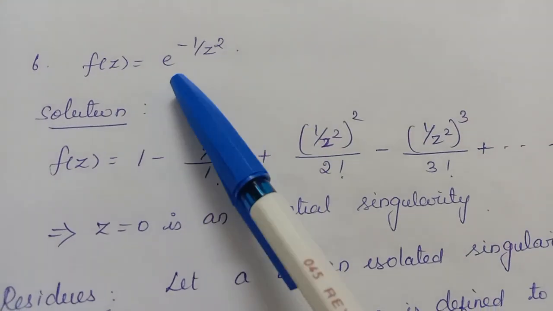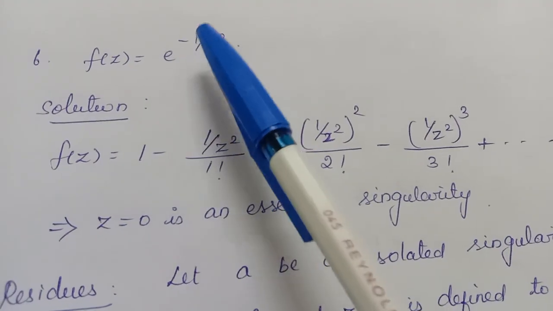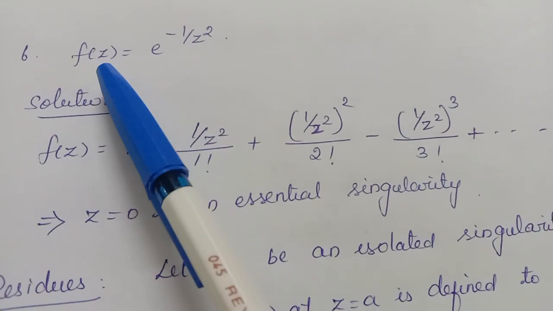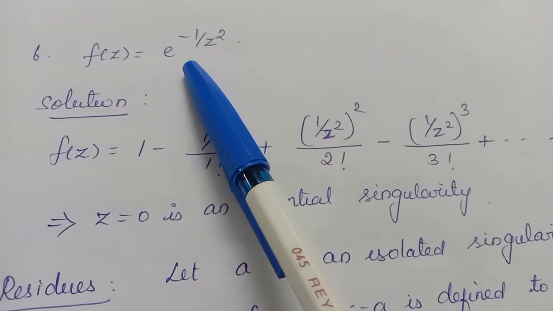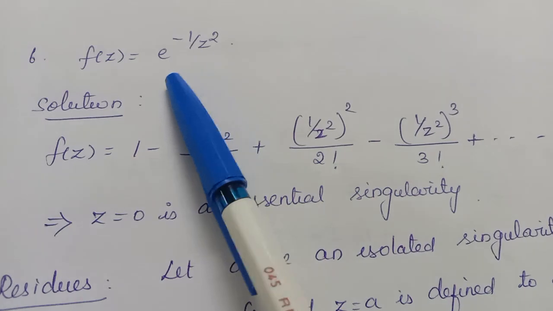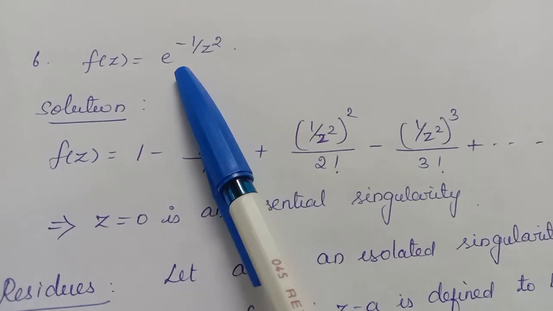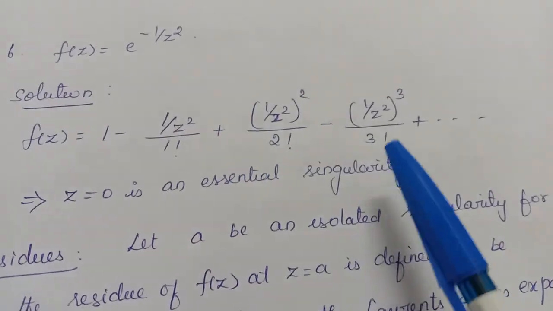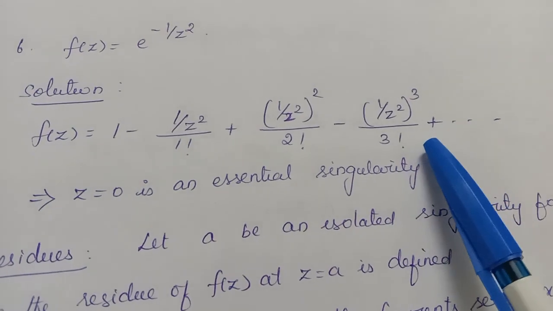Okay, right. Next problem, f of z is equal to e power minus 1 by z square. See, here you are having an exponential function, but there is no denominator. You only have to expand this function, and from that expansion you have to identify the singular point and the nature of the singular point.